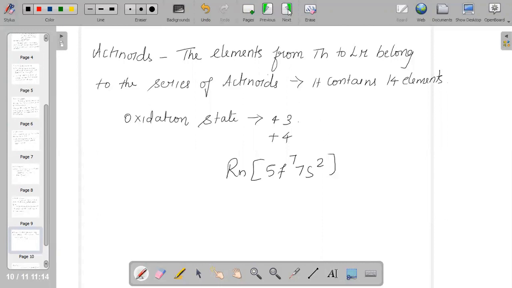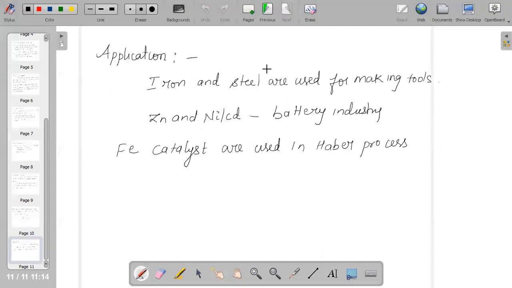The ionic radii gradually decrease across the series because of the poor screening effect of the nuclear charge exerted by the f electrons. That term we call actinoid contraction.